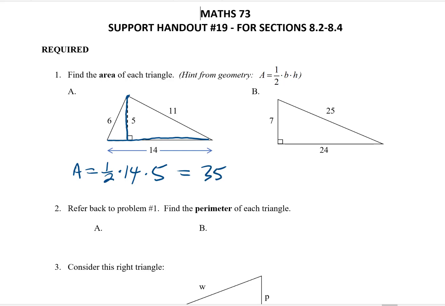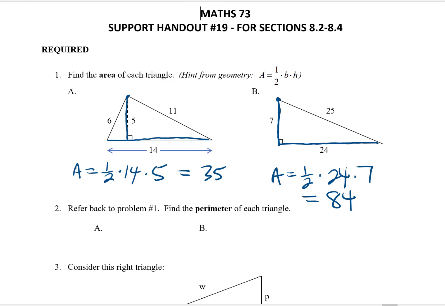35 square units. In the second picture, we'll use 24 for the base, and then the perpendicular from the opposite vertex down is this side over here. In a right triangle, this side is the height of the triangle. And so filling in my formula, half of 24 is 12, times 7 is 84 square units.